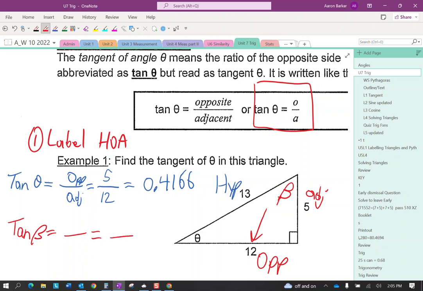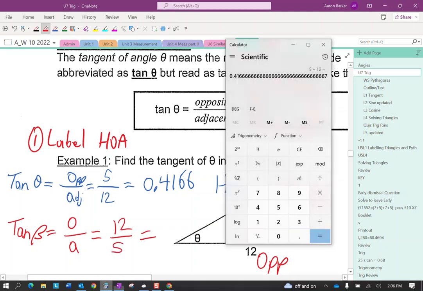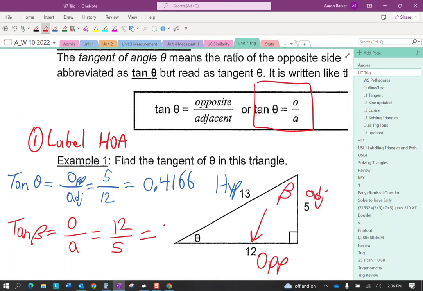Write down what you're supposed to write down. Fill in the blanks. Tan beta equals O over A. Substitute in. Find the decimal value. And this one's different because it's not a small decimal anymore. It's 2.4. And that's okay. There's nothing wrong with that. Hands up if you got 2.4.